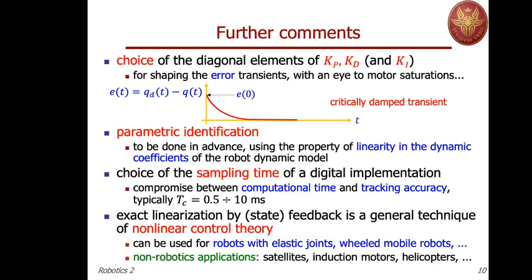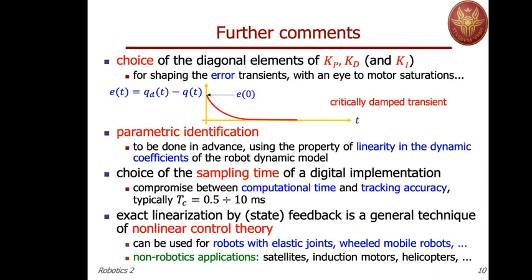You can use this for induction motors, you can use this for attitude control of satellites, and so on and so on. So in the robotic field, feedback linearization has been introduced even before the theory was developed. And it was named, in fact, computed torque. This is why I used this terminology in one of the first slides today.